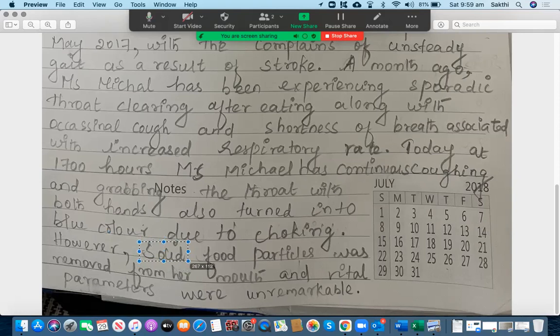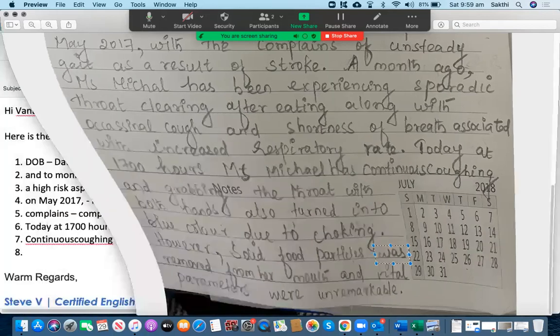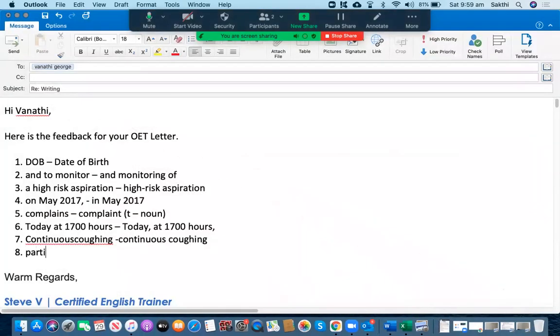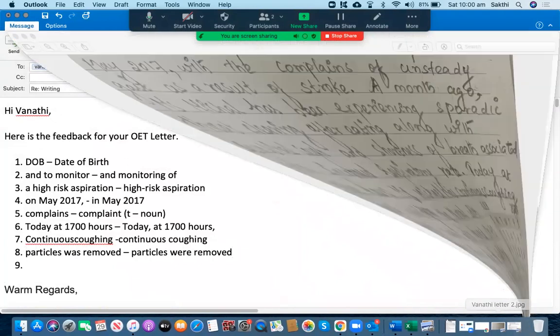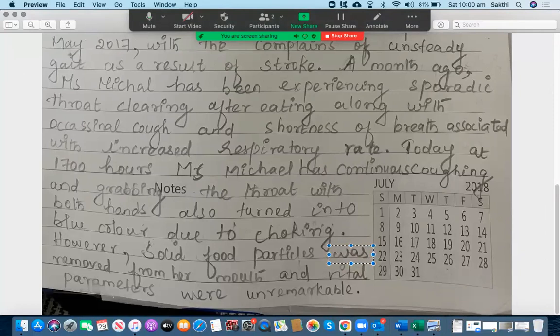And see this one, for solid food particles, it's not food, it is actually particles. Particles is a plural noun, so you should have used "were removed", isn't it? It's not "was removed". So solid particles were removed. So you have written "was removed", that's wrong. Okay, particles were removed, that's the correct one. Solid food particles were removed from her mouth, and vital parameters were unremarkable. That's okay. Good. I'm happy with that. All right, let me go to the next one.